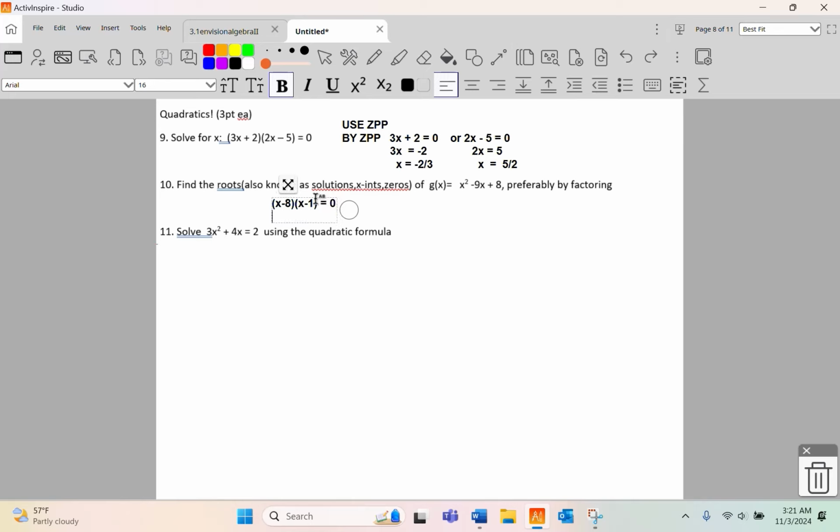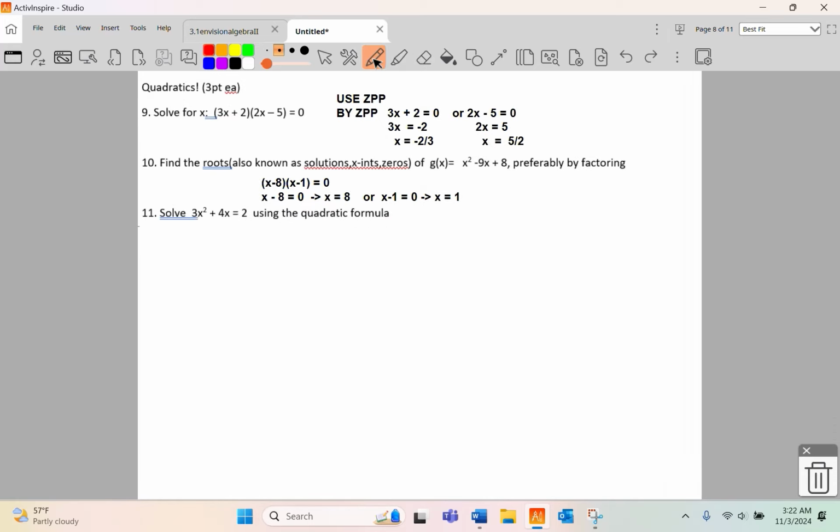And we're going to use the zero product property. So x minus 8 is equal to 0. We solve that one. We get x equals 8. Or the other factor, x minus 1 is 0. And if we just add 1 to both sides, that one is solved. x is 1. Number 11, solve using the quadratic formula.